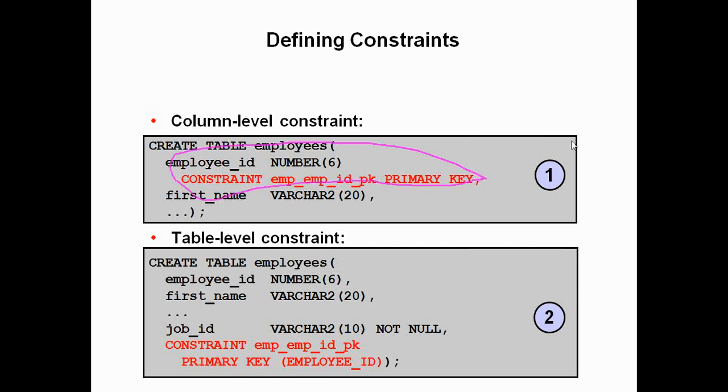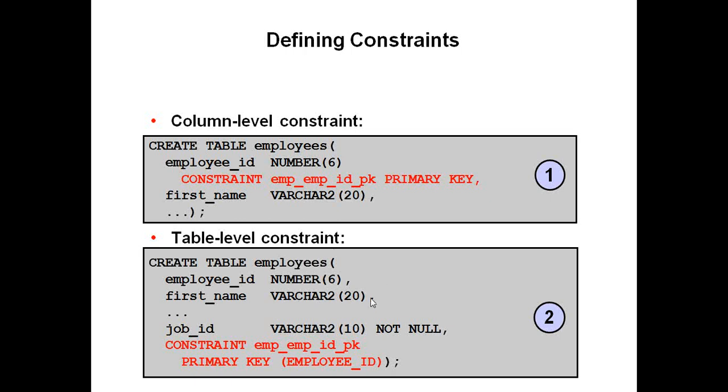which I have highlighted, here what happened is immediately for employee ID we have declared a constraint, and we are giving some constraint name. So here emp_emp_id_pk is nothing but the constraint name. And we are saying it is a primary key. So basically after writing the column name, immediately you are giving the constraint. So this is one type of defining the constraint, and another one is table level.